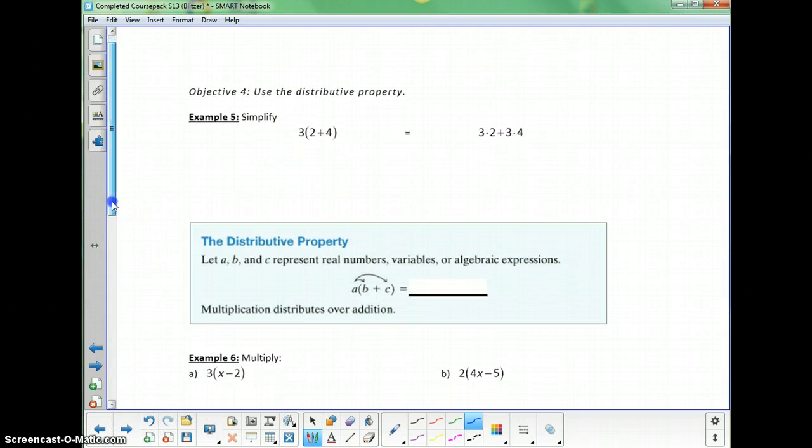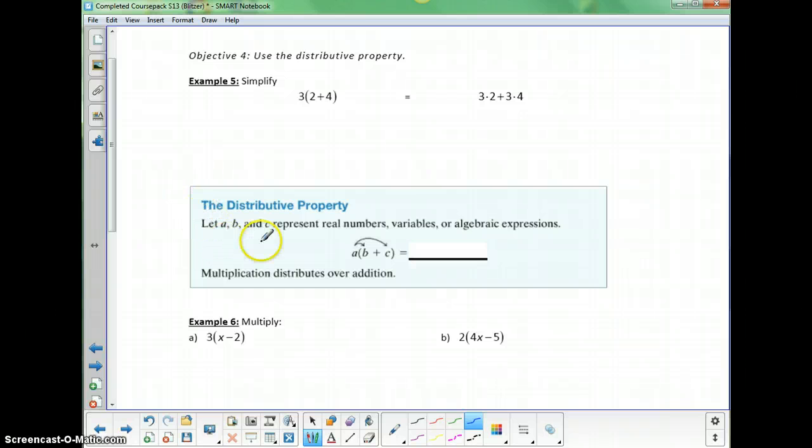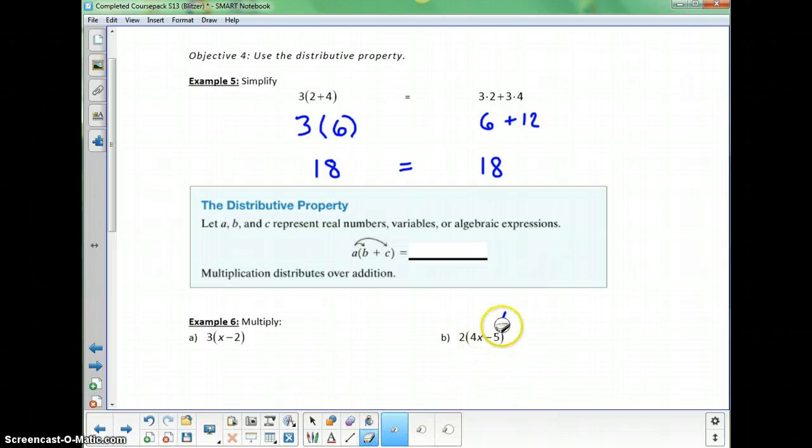The next objective, objective 4, is to use the distributive property. And in the first example, we just want to show that this distributive property is going to be true. So I want to use normal order of operations right here to simplify. I would get 3 times 6. I would do my addition inside the parentheses first. 4 plus 2 is 6, and 3 times 6 is 18. That should be equal to 3 times 2, which is 6, plus 3 times 4, which is 12, and 6 plus 12 is 18.